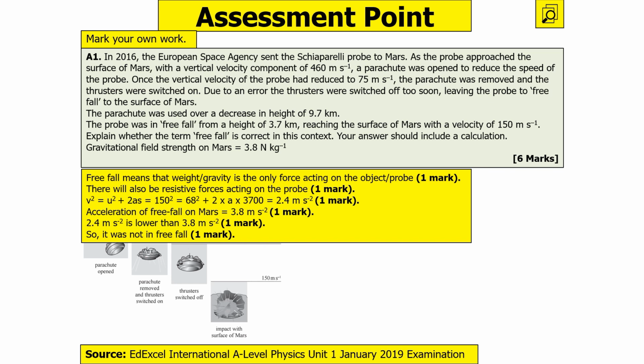Now we have to work out the acceleration of the object and work out if it's the same as the free fall. So v squared equals u squared plus 2as. Use information from the question and the diagram to work it out to be 2.4 meters per second squared. The acceleration of the free fall on Mars is the gravitational field strength, so it's 3.8 meters per second squared. 2.4 is lower than 3.8, so it was not in free fall.